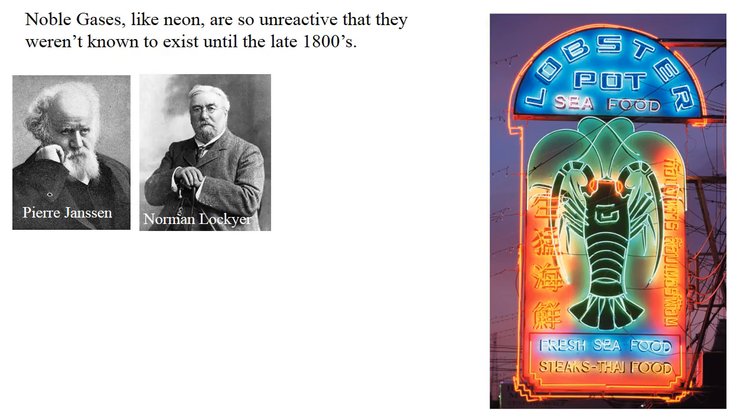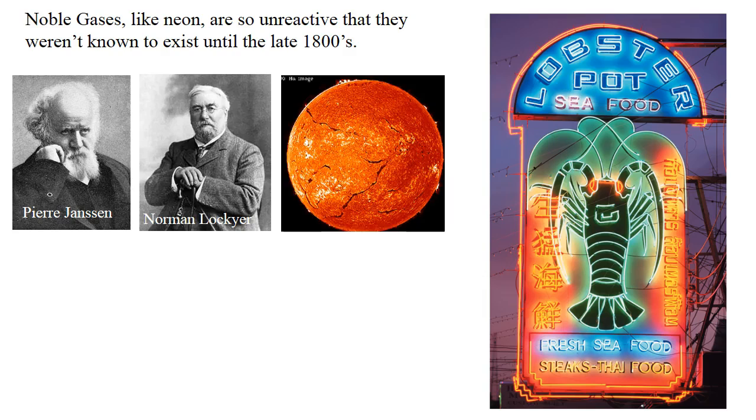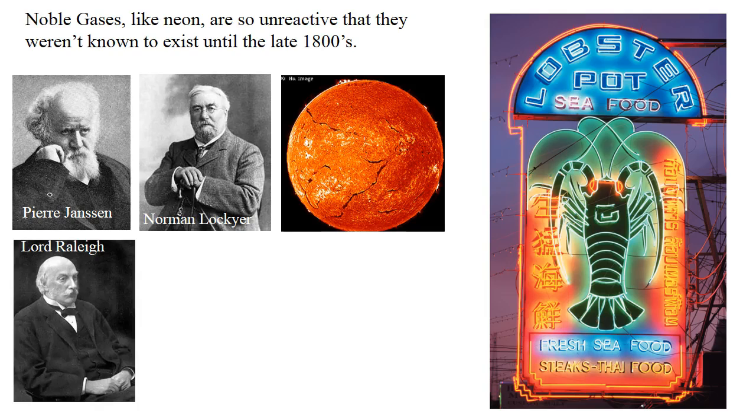Pierre Janssen and Norman Lockyer were the first to discover helium when they were looking at the chromosphere of the sun. They could look at the chromosphere and observe emission spectra, and they could see emission spectra of hydrogen, and they discovered that there was another element there. So they were the first to discover helium, and helium is named after Helios, I think it's Helios, which means the sun. So that was the first noble gas to be discovered.